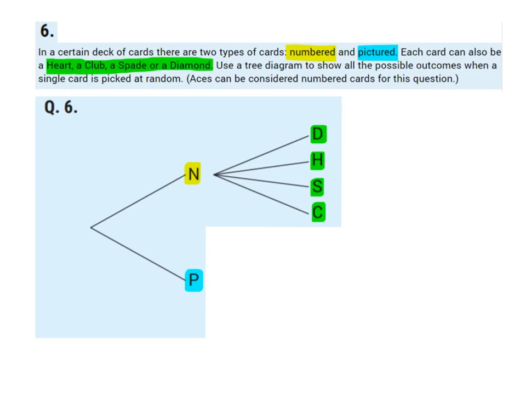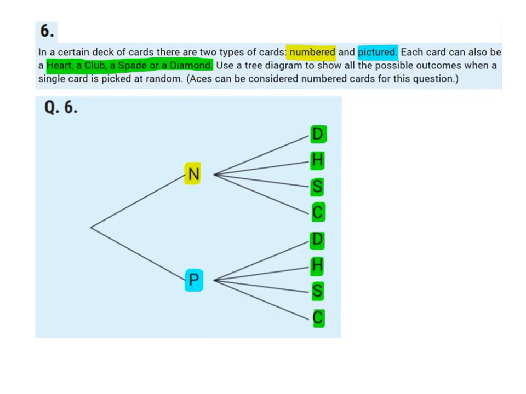In the same way, if I had chosen a pictured card, any of those cards can also be heart, club, spade, or diamond. So I have 4 branches coming out of the P, because my pictured card can be diamond, or hearts, or spades, or clubs.